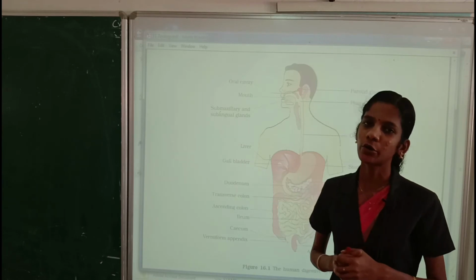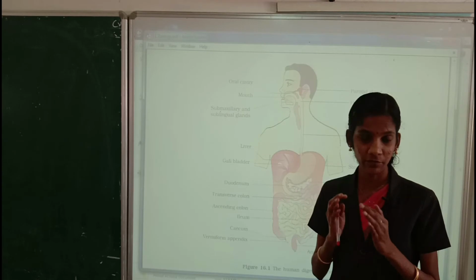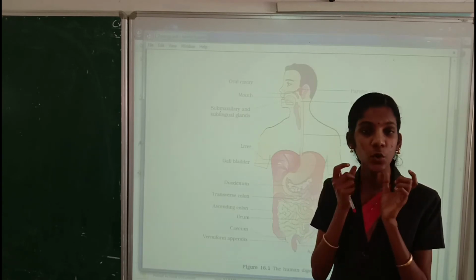What is that? Thecodont arrangement. So what is meant by thecodont arrangement? It is a special kind of arrangement in which teeth can be seen inside the sockets of jaw bones.